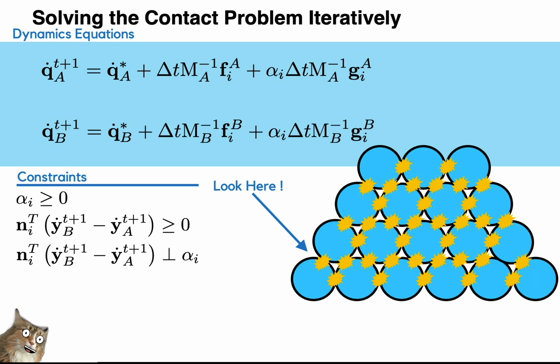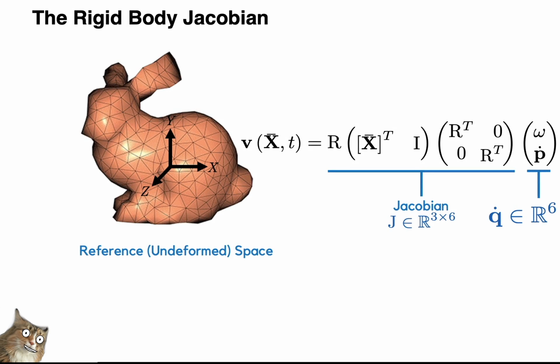The final piece of the puzzle is that we need a way to insert the velocity update equations for objects A and B into our constraints. That's going to be remarkably straightforward, especially once we recall that the world space velocity on any point of a rigid body is given by the rigid body Jacobian multiplied by the generalized coordinates. Because we can invert the rigid body mapping, we can always compute the reference space point x bar from any associated world space point, including our contact points.